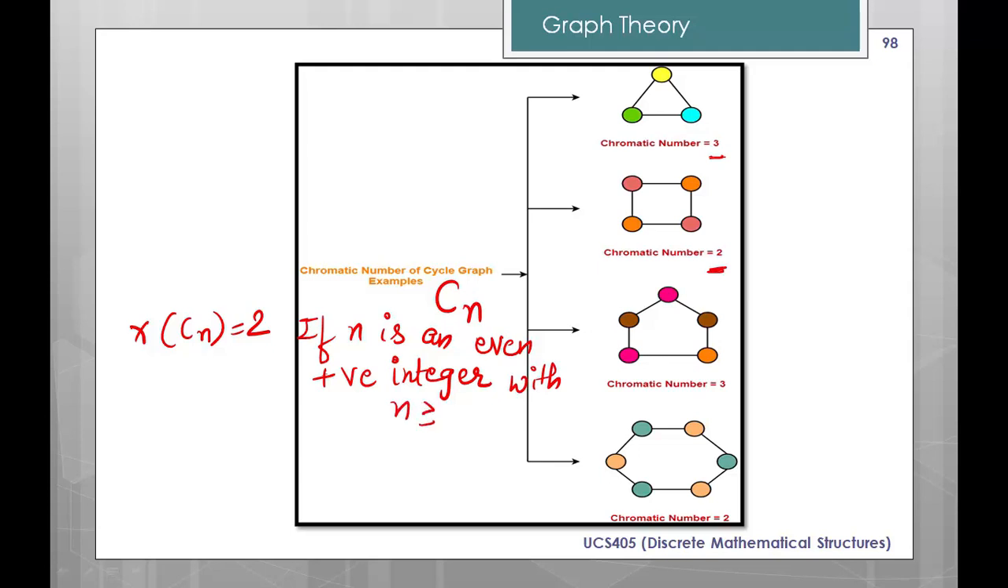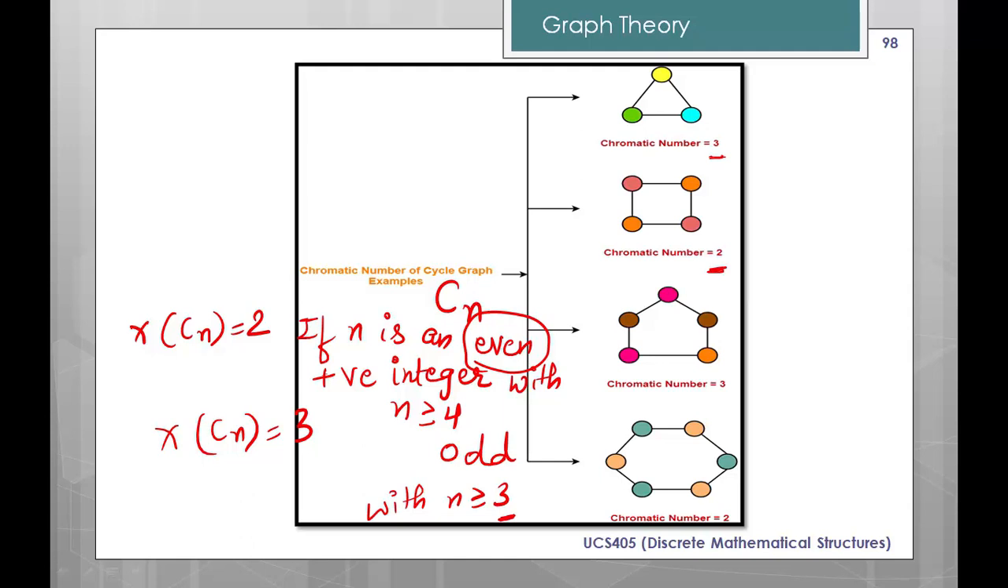with n greater than or equal to 4. In the same way, it equals 3 if n is, instead of even, what is n here? Odd. An odd positive integer with n greater than or equal to 3, because for a cycle the condition is that n should be greater than or equal to 3.